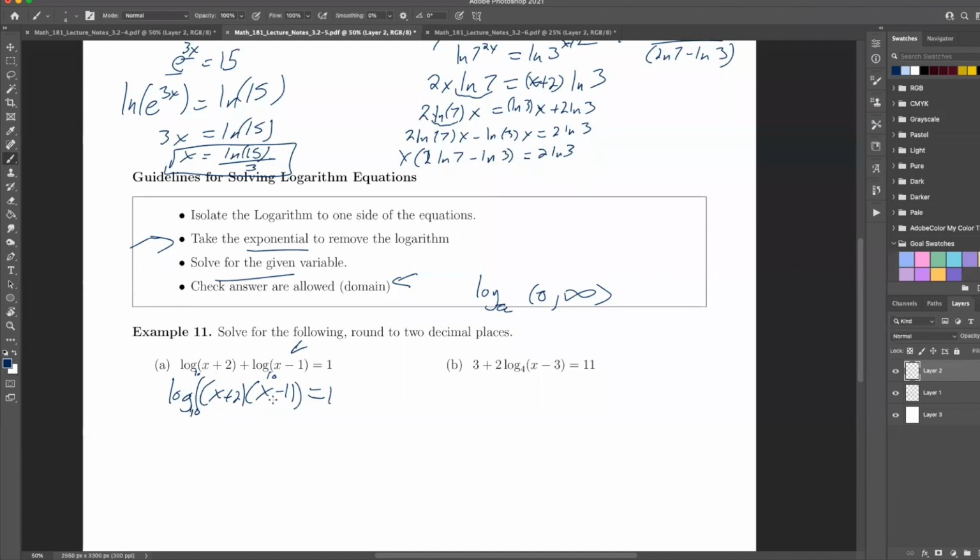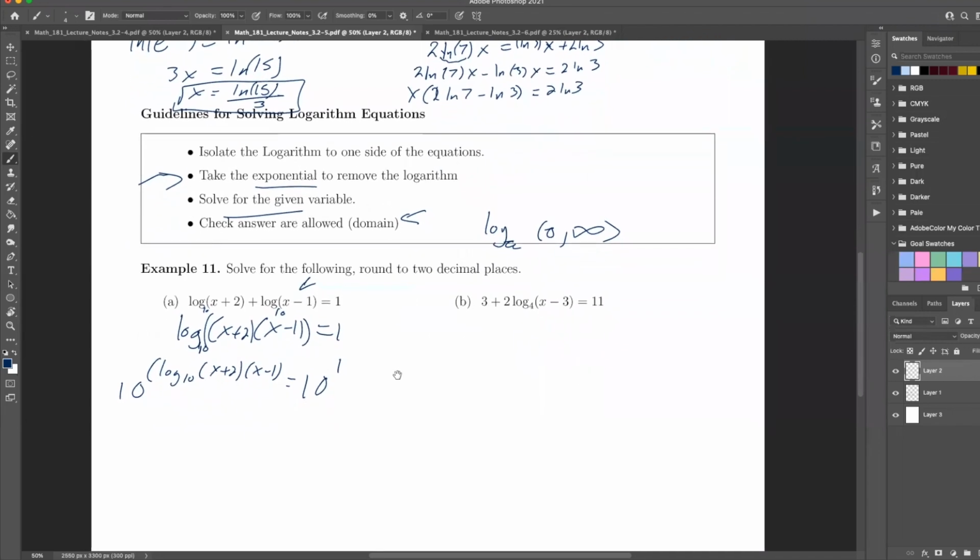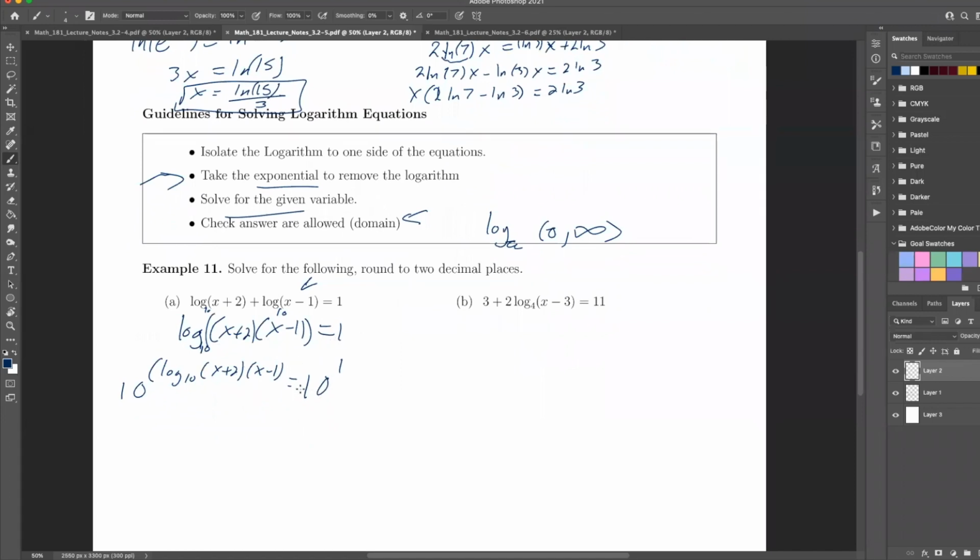If I want to clear out the log, I'm going to exponentiate both sides to the power of 10. So I'll have 10 to the log base 10 of x plus 2 times x minus 1, and that will be equal to 10 to the 1. I've taken 10 and raised it to this power, and I've taken 10 and raised it to this power. That's a valid thing to do. It might be new for you guys, but it is valid, because if this equals this, 10 to that power is going to equal 10 to that power. Now, notice that 10 and logs are inverses of each other, so all I get out is x plus 2 times x minus 1. Here, 10 to the first power is just 10.